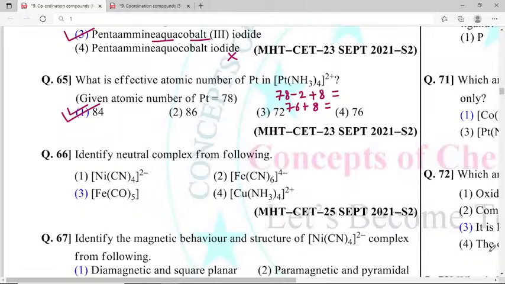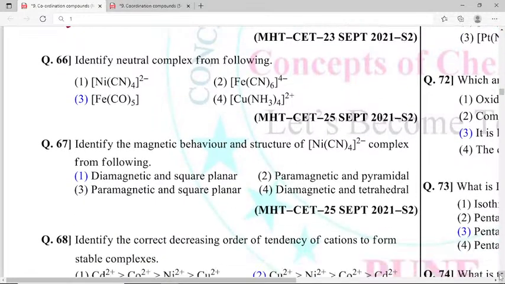Identify the neutral complex from the following. So what is the neutral complex here? This is an anionic complex. Again, this is an anionic complex. This is a cationic complex. This is a neutral complex. Fe(CO)5 is a neutral type complex.